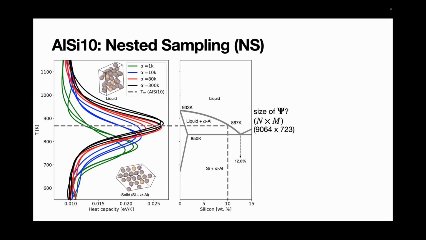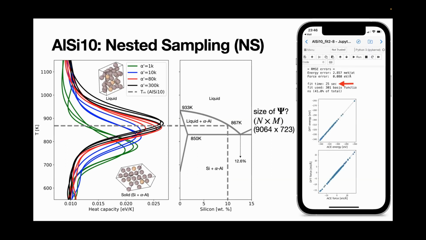And again, putting everything together, we used 9,064 observations times 723 basis functions, which means that your design matrix is not very big, right? And using ARD, you can do the actual regression task on your iPhone in about 25 seconds. So we're managing to assemble optimal design matrices and make efficient, fast fits using very little computational power, and you can even do it on your iPhone.